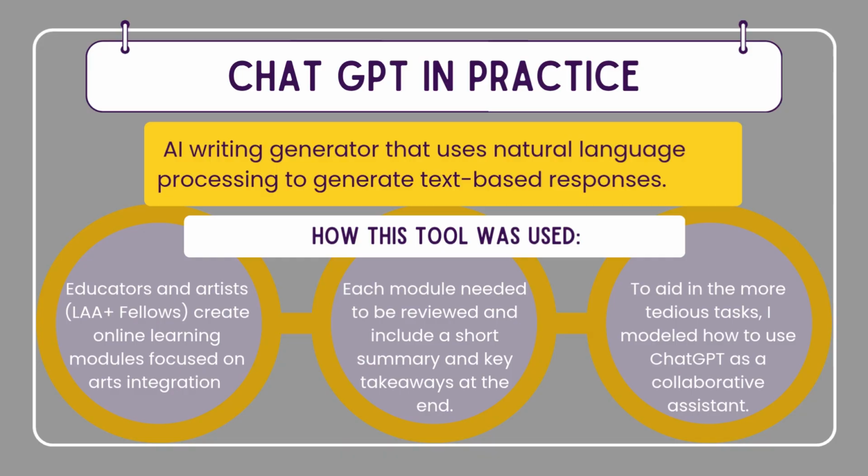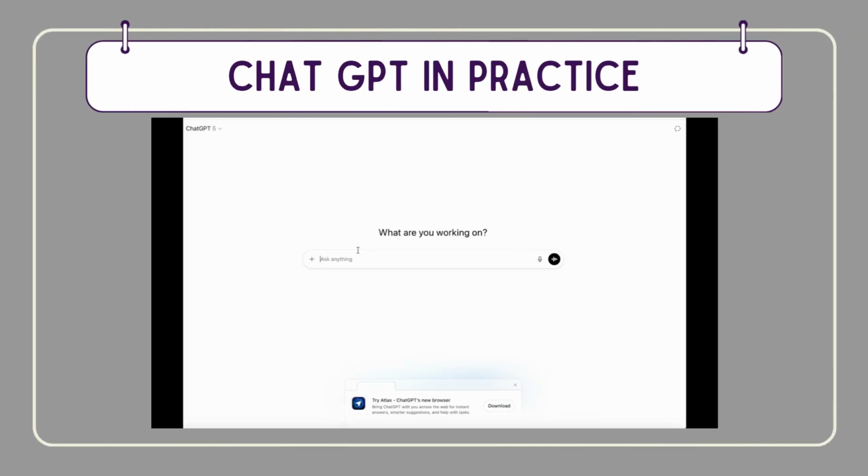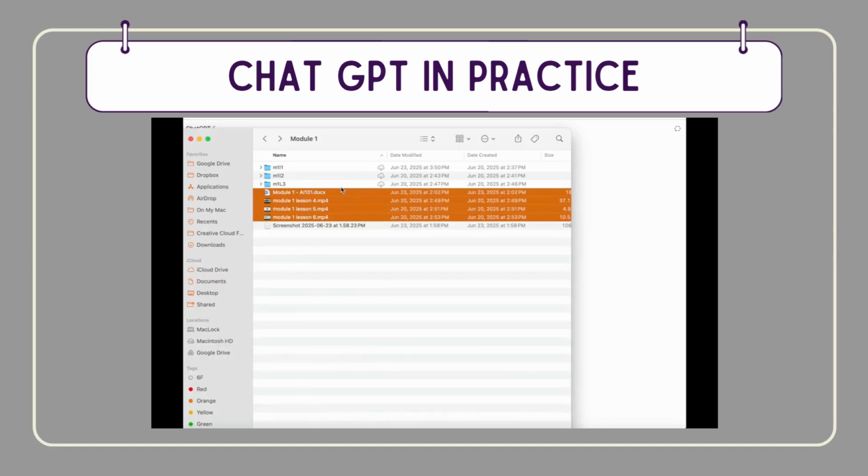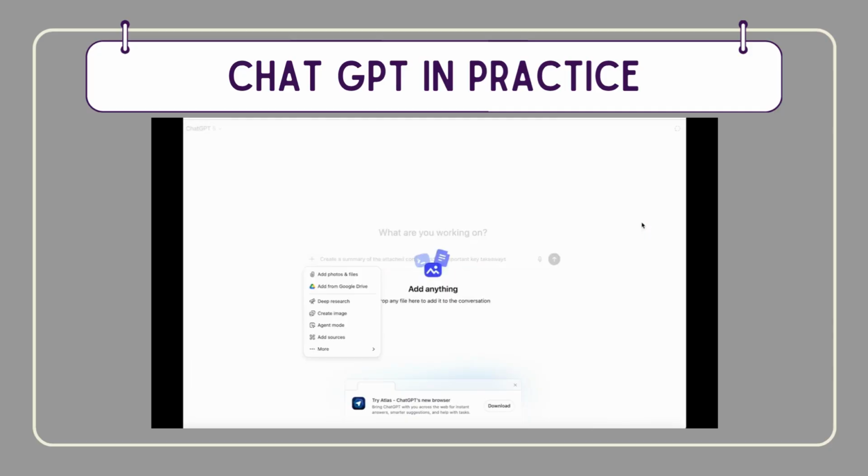To help fellows refine these sections efficiently, I modeled how to use ChatGPT as a collaborative assistant. Here is a demonstration example of how they use this tool. First, paste a section of lesson content into ChatGPT. Then ask it to summarize the main points in 3 sentences or generate key takeaways for learners.